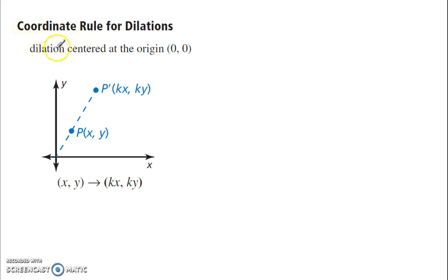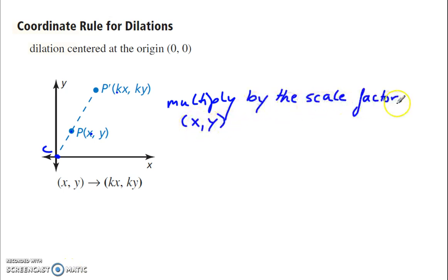Alright, if this is in a coordinate grid, if we have a dilation centered at the origin, so C would be here, then we can find our new coordinates just by multiplying each coordinate by the scale factor. So we would multiply x by the scale factor k and multiply y by the scale factor k. Multiply x and y by the scale factor.